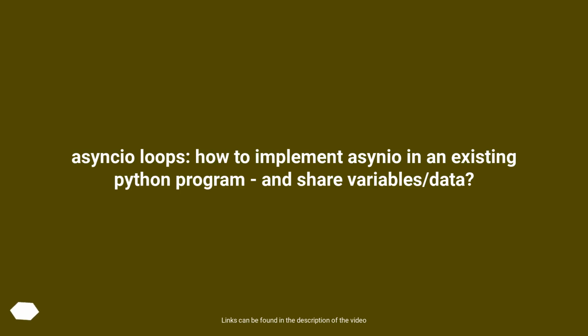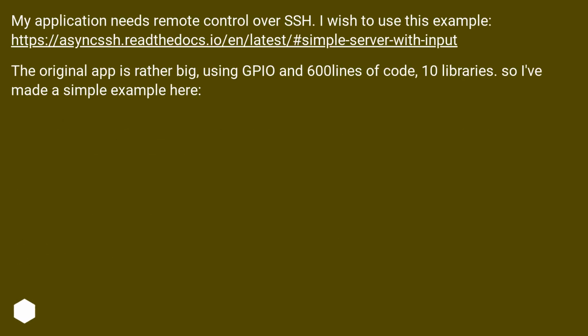Asyncio loops: how to implement asyncio in an existing Python program, and share variables/data. My application needs remote control over SSH. I wish to use this example, this URL. The original app is rather big, using PyQt and 600 lines of code, 10 libraries. So I've made a simple example here.